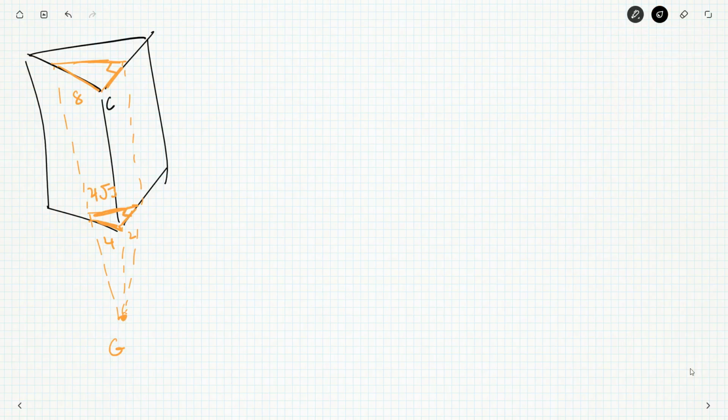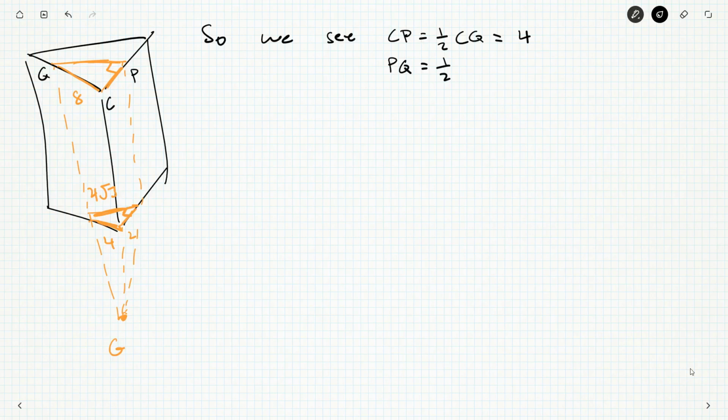And we've got C, P, Q. So because it's a 30, 60, 90 triangle, we see CP is going to be half CQ, so it's 4. And PQ is going to be root 3 times CP. So that'll be 4 root 3. So it's twice this smaller triangle down here. We've doubled everything up.